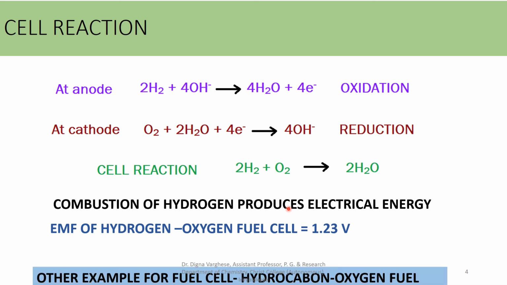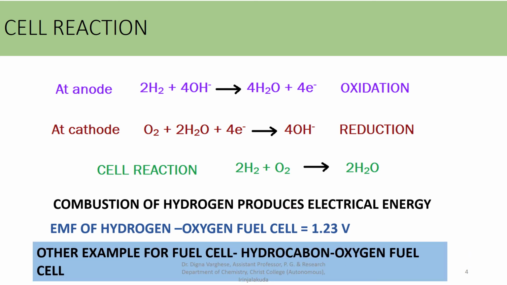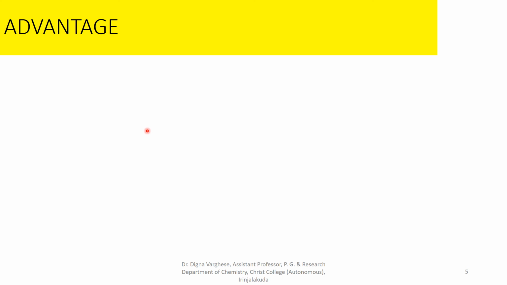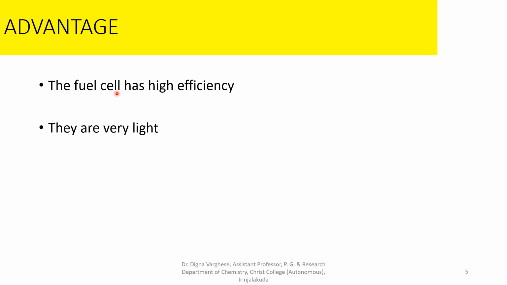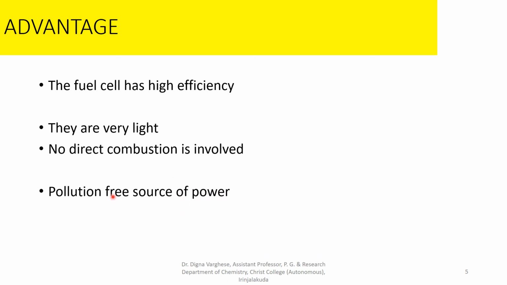The other example of a fuel cell is the hydrocarbon oxygen fuel cell. Advantages of fuel cells. The fuel cell has high efficiency, about 60 to 70%. Fuel cells are very light. No direct combustion is involved. Therefore, they serve as a pollution-free source of power because they give only water as the byproduct.